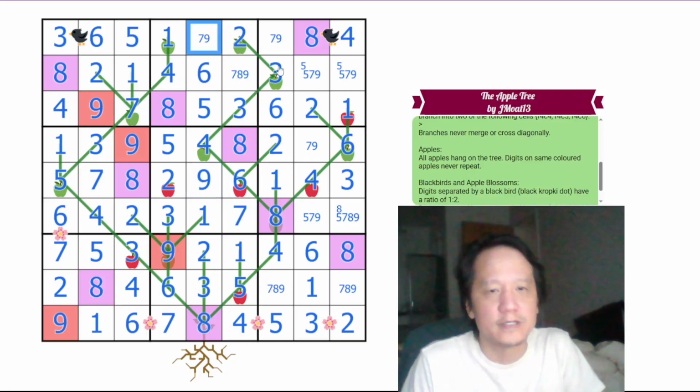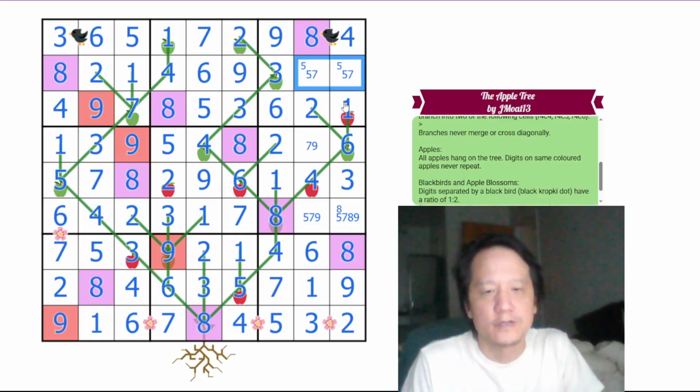This 9 eliminates 9 here, so it's 7. This is 9. This can't be 8 or 9, so it's 7, which makes this 9. Okay, this can't be 7 or 8, so this is 9. So none of these are 9. It's a 5-7 pair. These can't be 7.